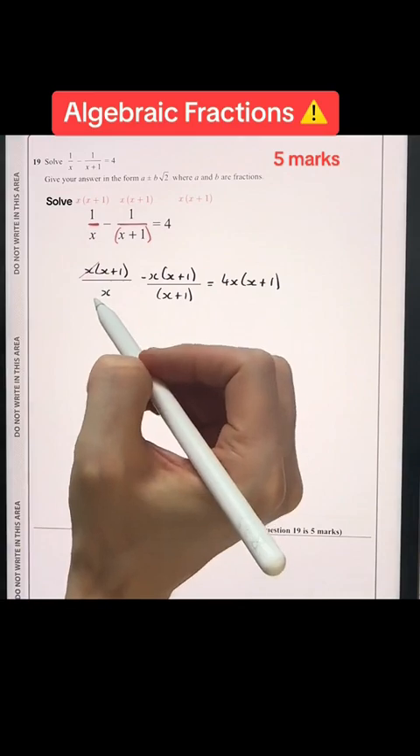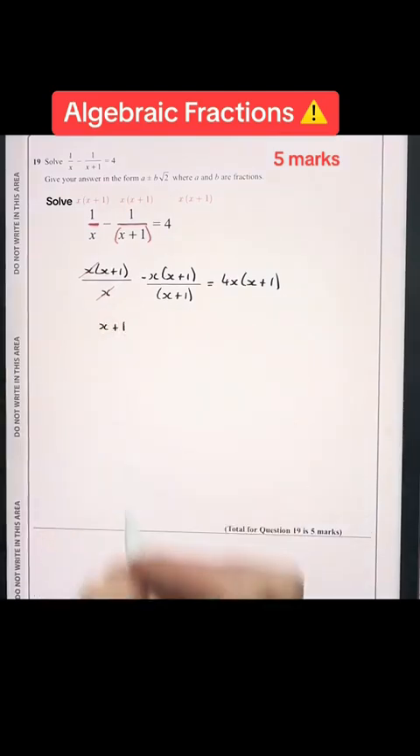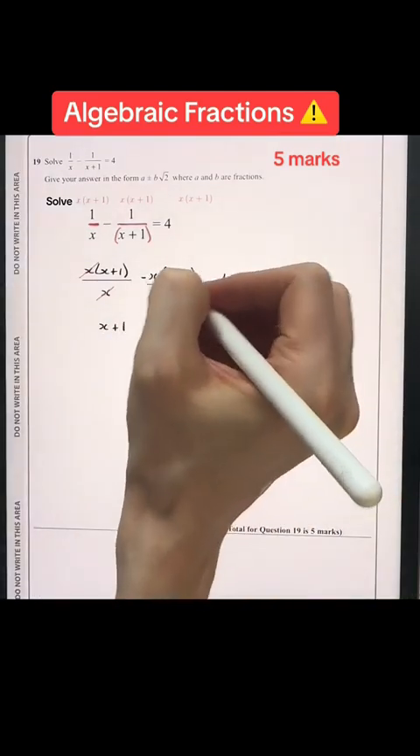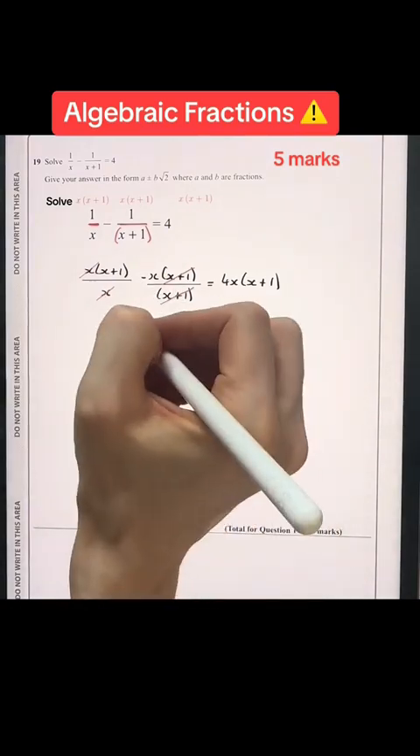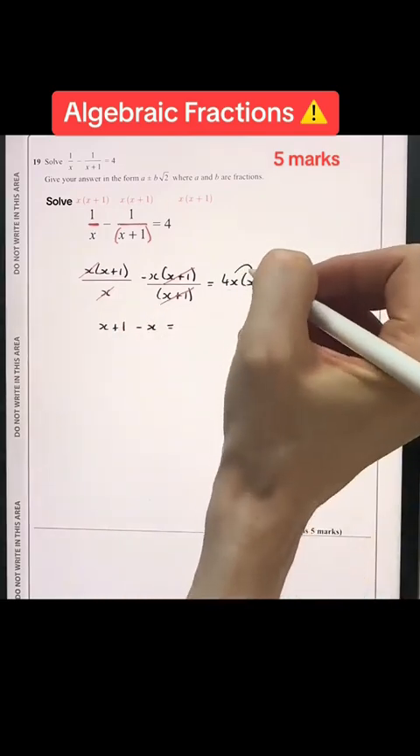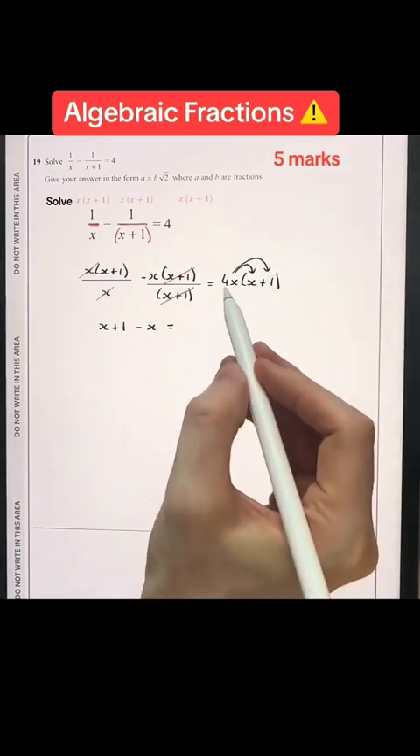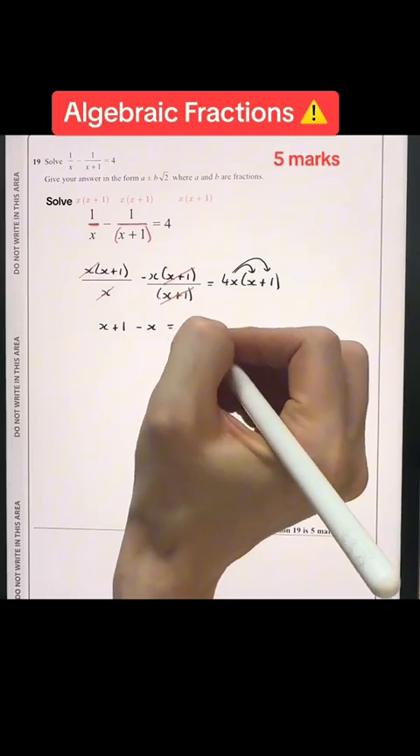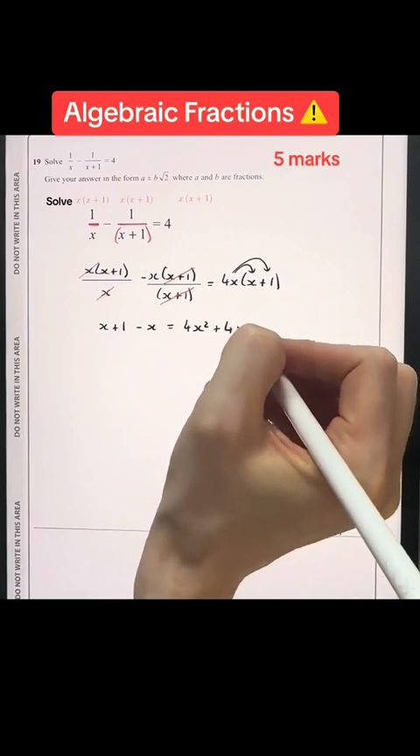Look at my first fraction. The x over x will cancel, and hence I'm simply left with x plus 1. Look at my second fraction. Here I can see that x plus 1 in brackets will cancel, hence I'm simply left with negative x. Now, on the right-hand side, I've got a single bracket. I can expand out my single bracket. The term directly outside, I multiply by each term directly inside. So 4x times x will give us 4x squared, and 4x times positive 1 will give us positive 4x.